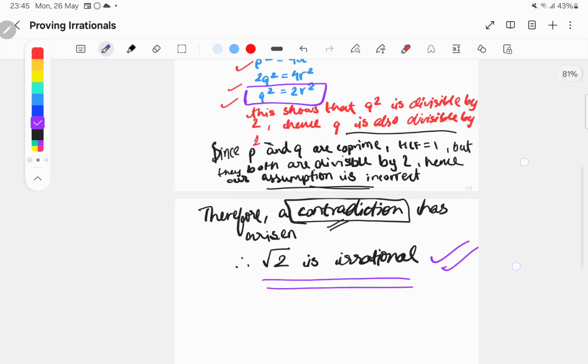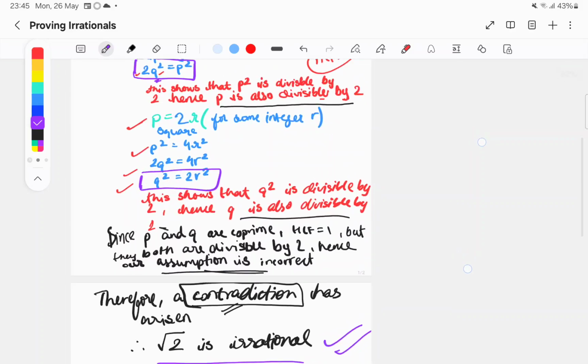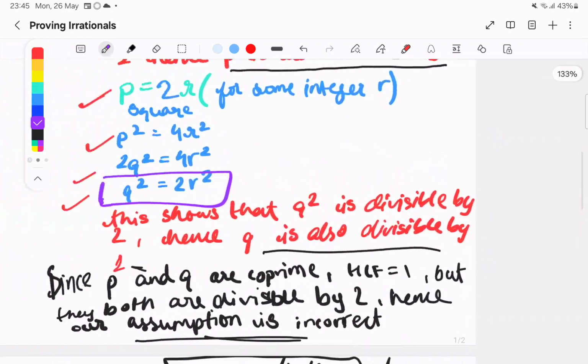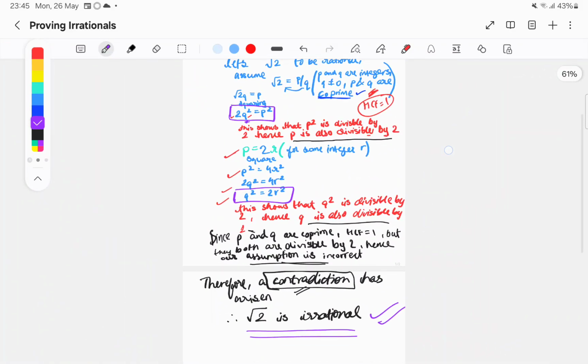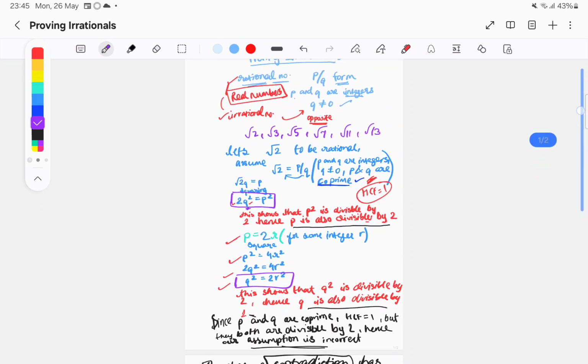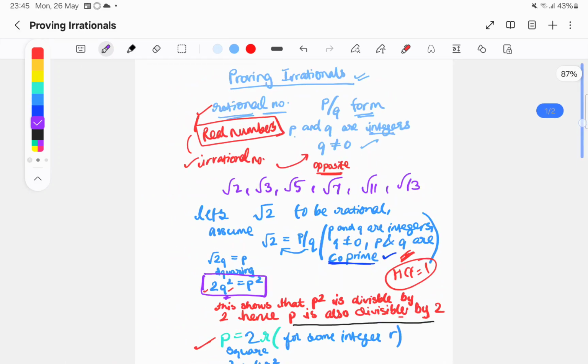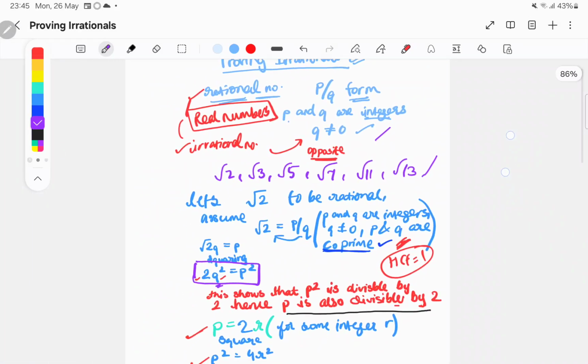Let's revise. Don't worry, be happy. 10th grade's a calm year. It's going to be perhaps the most enjoyable year. So what we discussed earlier was the proving of irrationals. We know rational numbers are of p by q form; 2, 3 are irrationals. Now our main proof starts over here.